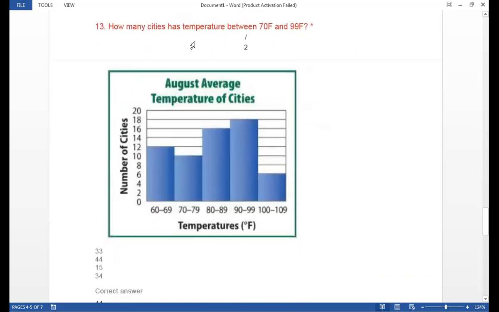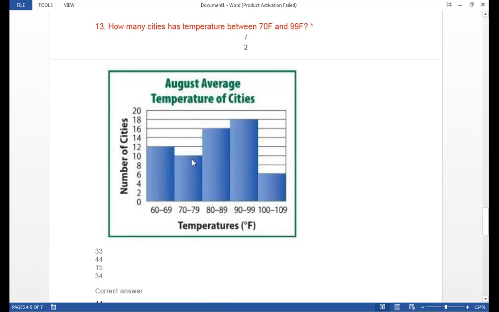How many cities have a temperature between 70 degrees Fahrenheit and 99 degrees Fahrenheit? This is very easy. All you have to do is measure from 70 to 99. So let's see where 70 starts. You can see this is telling us from 70 to 79, from 80 to 89, from 90 to 99. So to get from 70 to 99, we need to sum these three together.